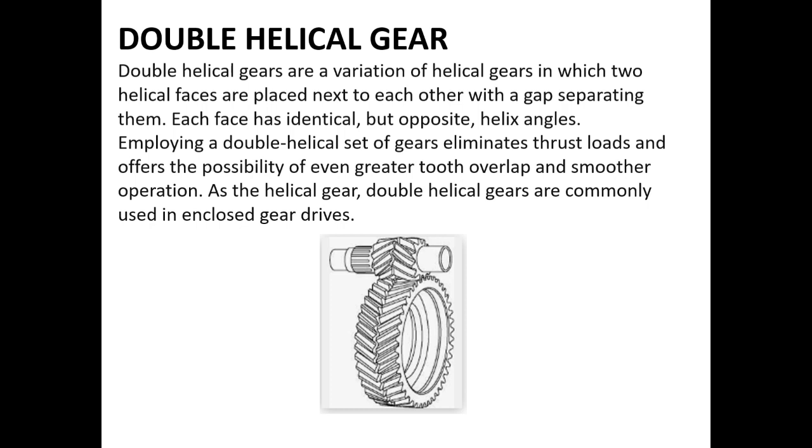Next, double helical gears are a variation of helical gears in which two helical faces are placed next to each other with a gap separating them. Each face has identical but opposite helix angles. Employing a double helical set of gears eliminates thrust loads and offers the possibility of even greater tooth overlap and smoother operation than the helical gear. Double helical gears are commonly used in enclosed gear devices.